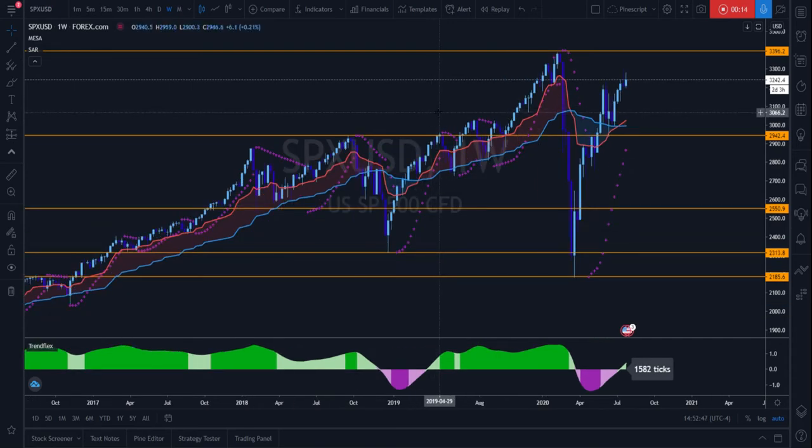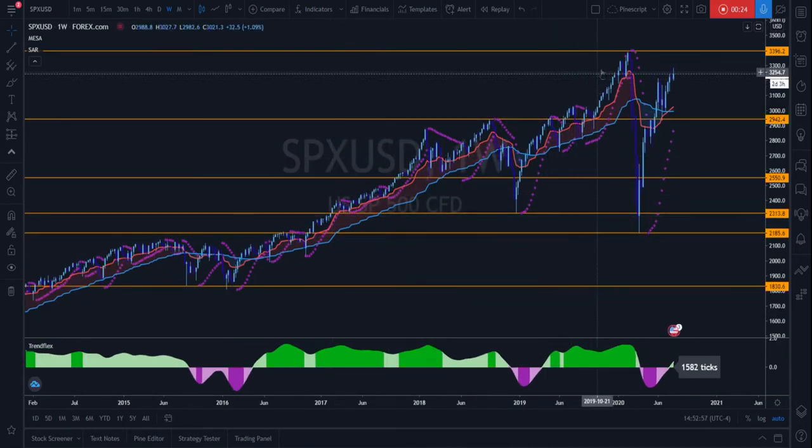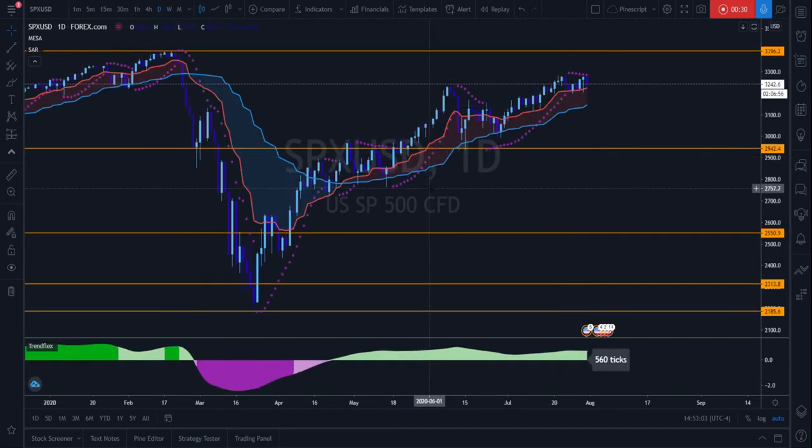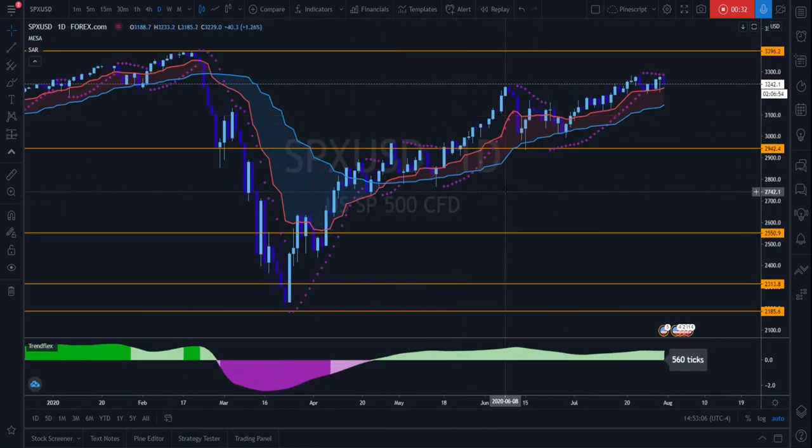I always start on the weekly chart and I plot my weekly support and resistance levels. I think from bottom to top, these are all pretty obvious why I put these levels here. So we are trending upwards on the weekly. On the daily, there is still support for an uptrend.